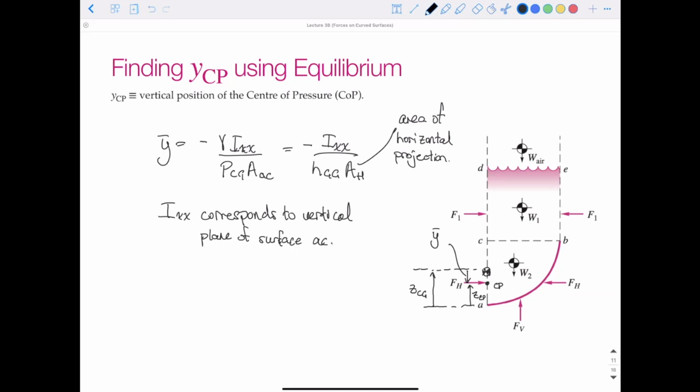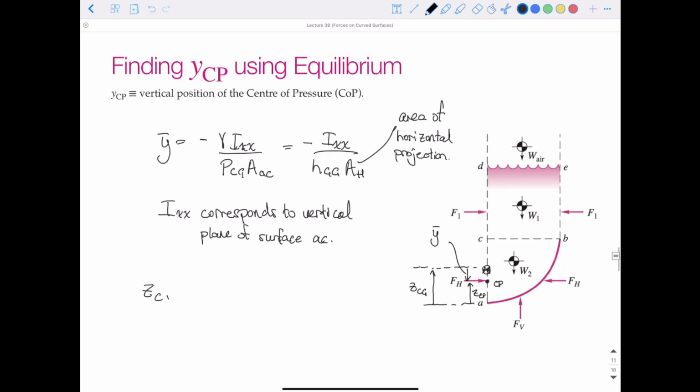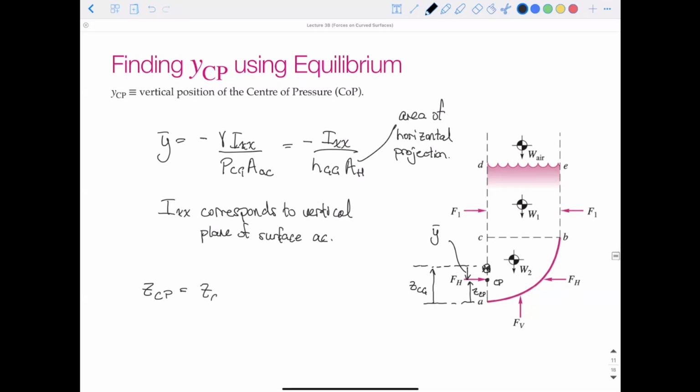So finally, we know y bar, we know Ixx for the shape if we know information about the shape. So we can calculate the z distance from the bottom of our shape to our center of pressure, which is equal to the distance to our center of gravity plus y bar. We know y bar is going to be negative, so that z center of pressure is going to be below our z center of gravity. So remember, y bar is always less than or equal to 0.